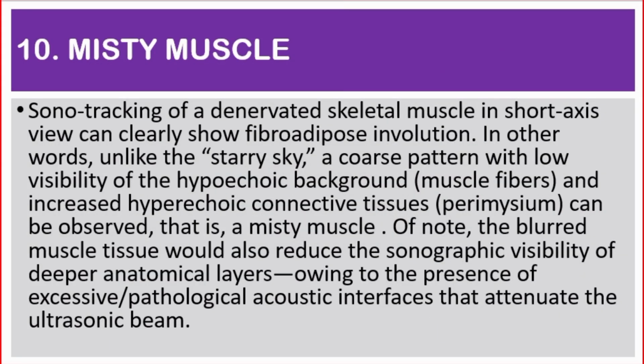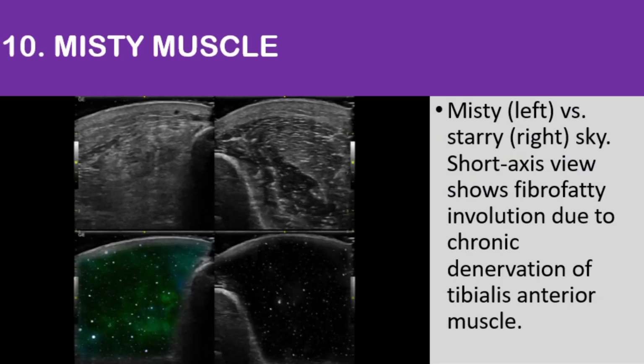Number 10. Misty muscle. Sonotracking of a denervated skeletal muscle in short axis view can clearly show fibroadipose involution. In other words, unlike the starry sky, a coarse pattern with low visibility of the hypoechoic background, which is muscle fibers, and increased hyperechoic connective tissues, which is perimysium, can be observed. That is a misty muscle.